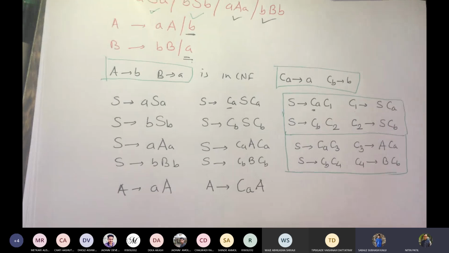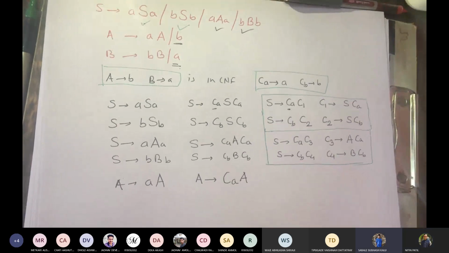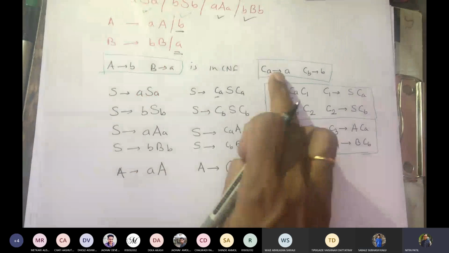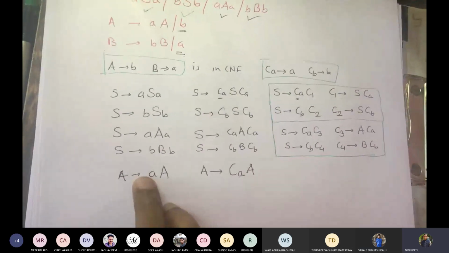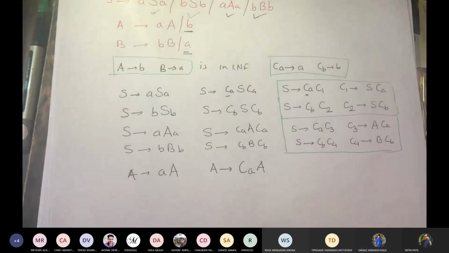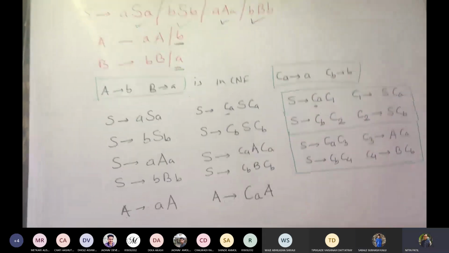Can I write this? Yes, sir. Why? Because we know that CA gives A. That's why we replace this occurrence of terminal by this. Understood now? Yes, sir. Okay.